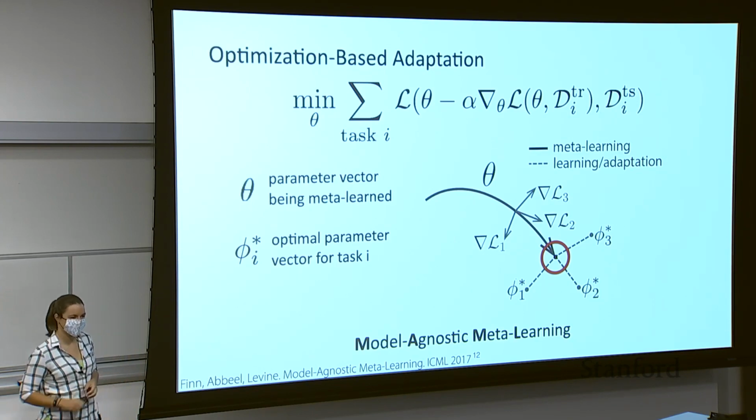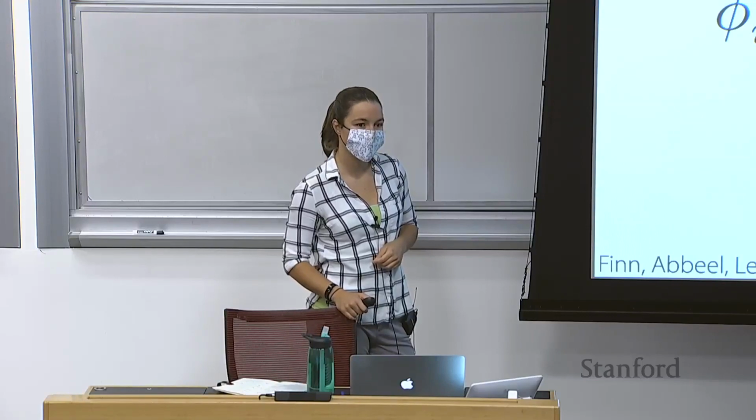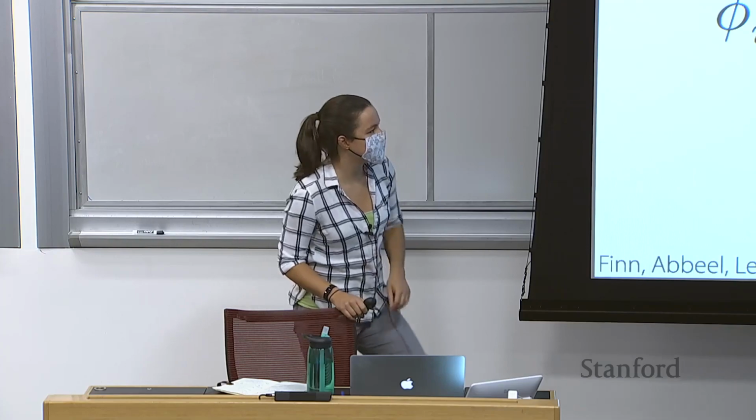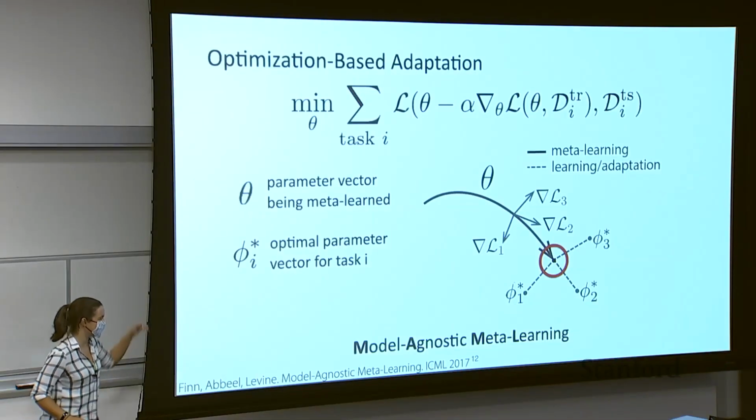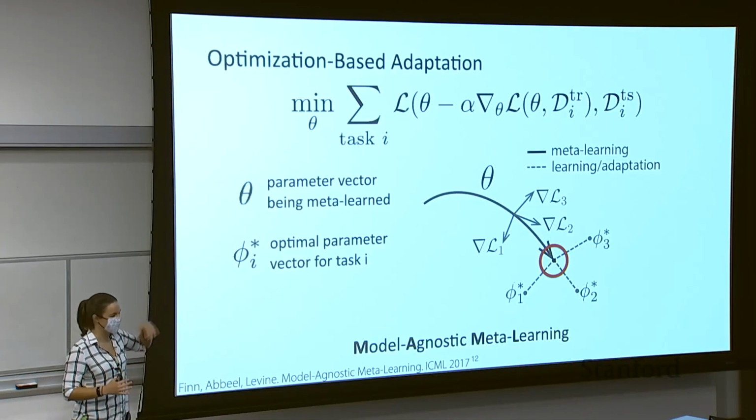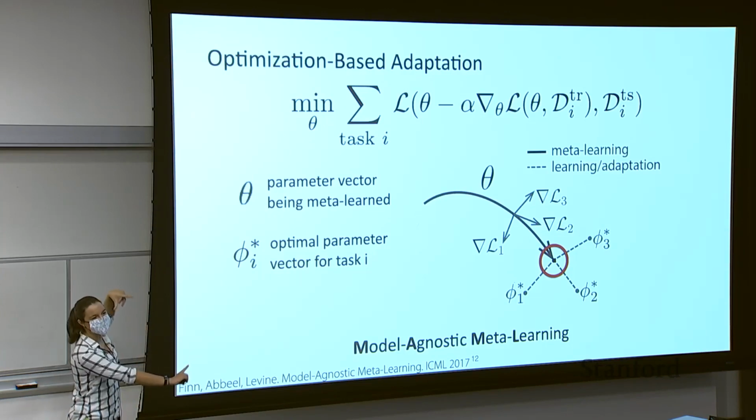Yeah? Curious about what's the space you call this picture, the surrounding space? Yeah, so the question is, is this picture in the parameter space? And yes, this is trying to depict a 2D parameter space, essentially.